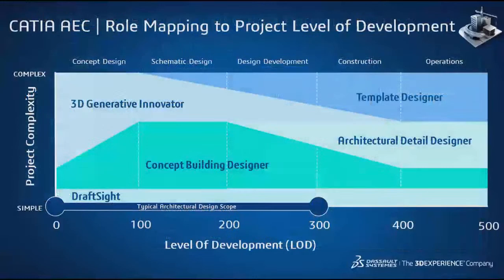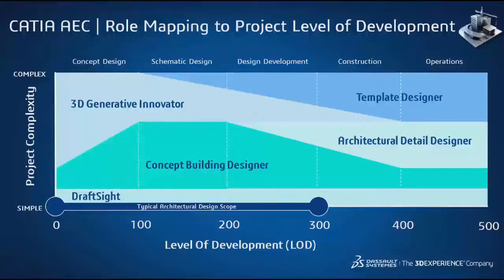Looking at a typical architectural project within an office, this mapping is our role portfolio across different project types, different levels of development and complexity across multiple phases. So if you look at a project in concept design, a cross-section of users using the CATIA 3D Experience platform would be operating primarily with the 3D Generative Innovator role, the Concept Building Designer role, and Draft Site for 2D. As the level of development increases through schematic design, design development, and construction, you see that the roles required to deliver the project change over time.